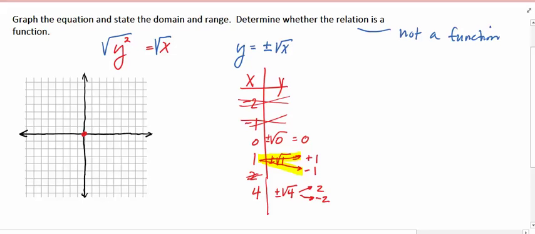Plotted, excuse me. 0, 0. I have over 1, up 1, but I also have over 1, down 1. I have over 4, up 2, but I also have over 4, down 2. Now, if I went ahead and put a 9 in there, we know that we would have a 3 and a -3 coming out of that, right? And so, again, I have 1, 2, 3, 4, 5, 6, 7, 8, 9. I'm estimating that, and that's about like that, and that's about like that.